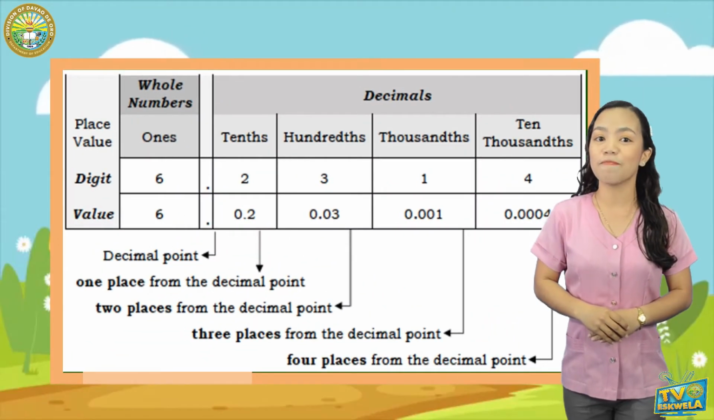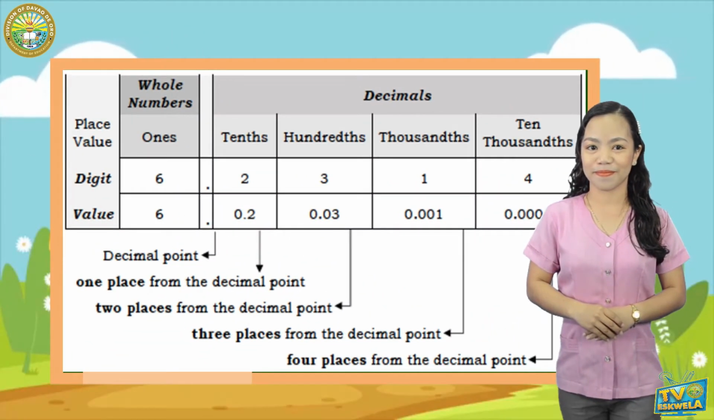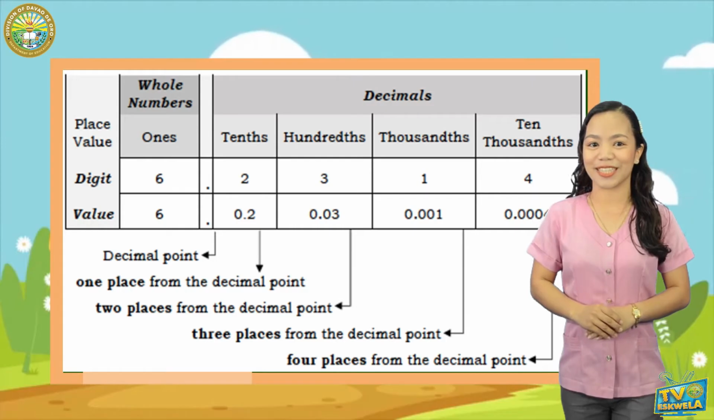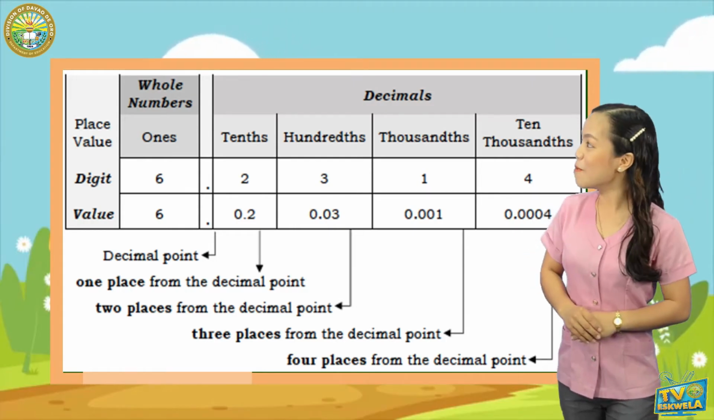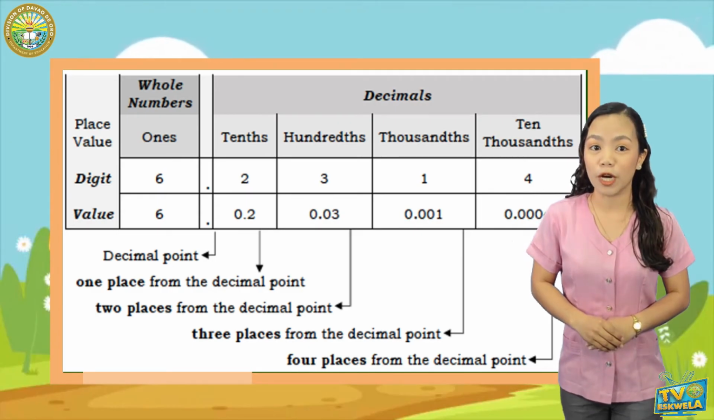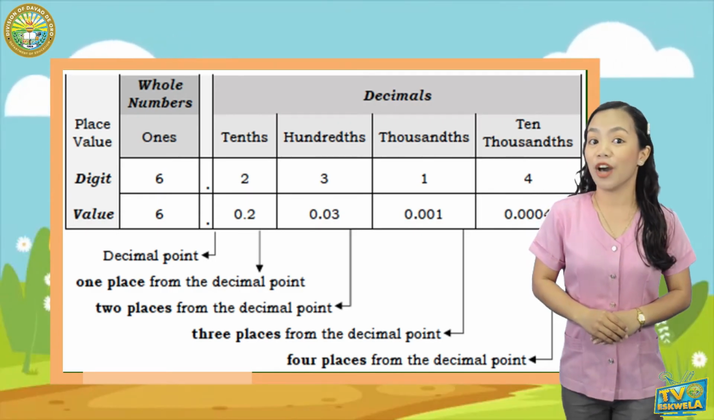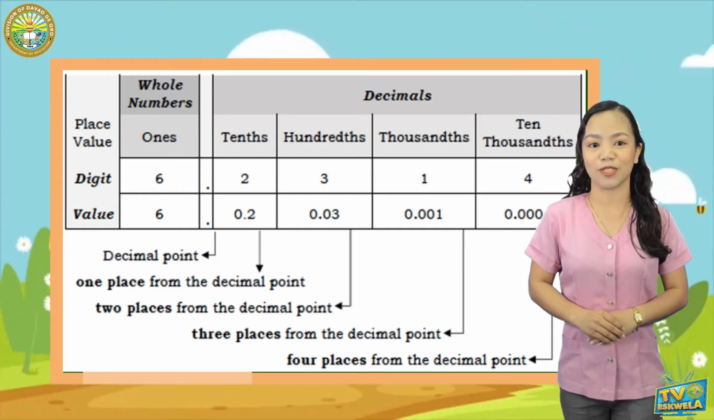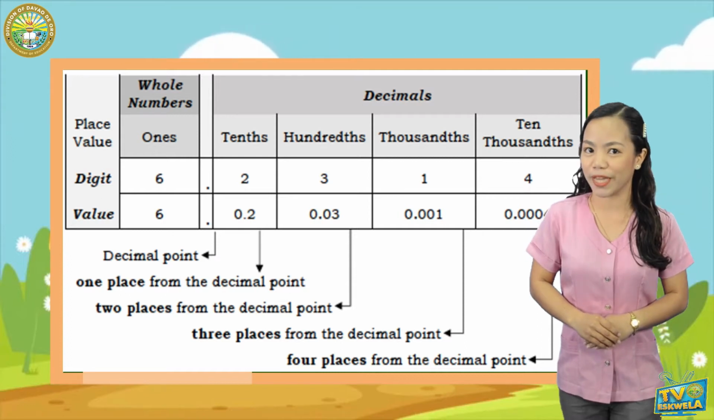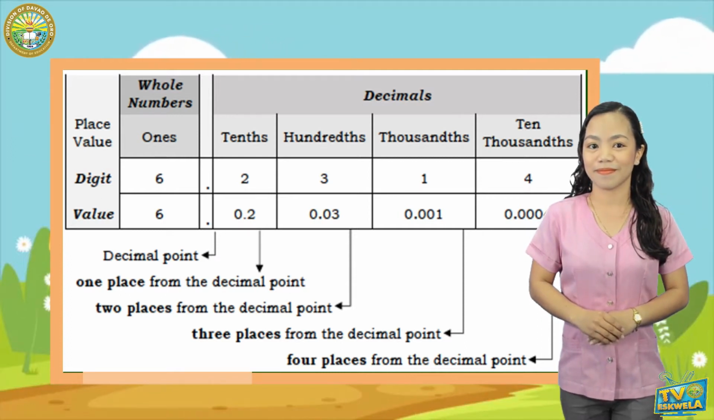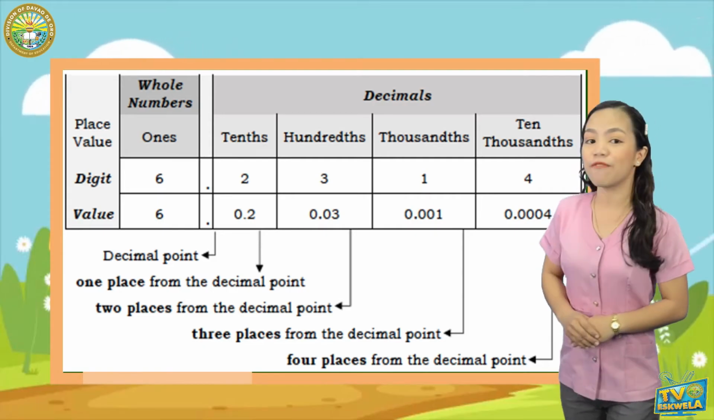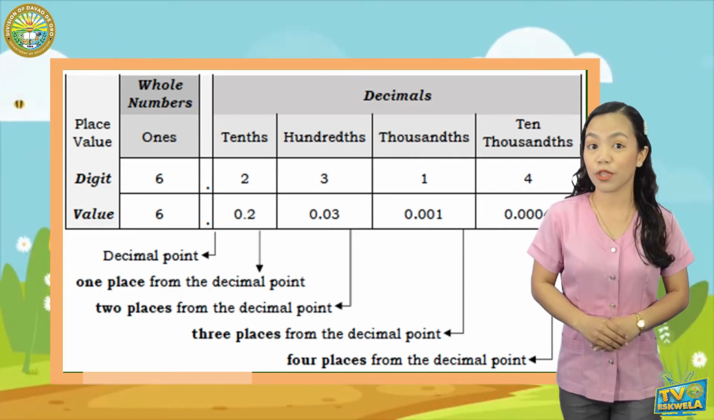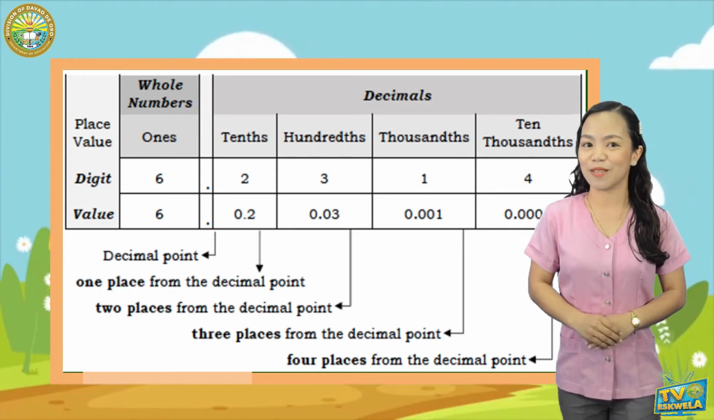Look and study the place value chart. Let's discuss the chart. The decimal point separates the whole number and the decimals. The whole number on the left portion of the decimal point and the decimals on the right portion of the decimal point. Notice that the place value chart shows the value of each digit, both the whole numbers and the decimals.